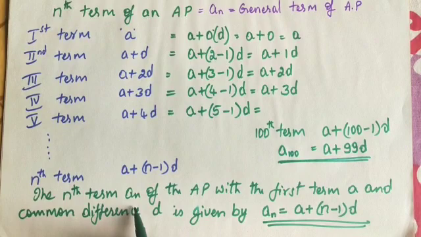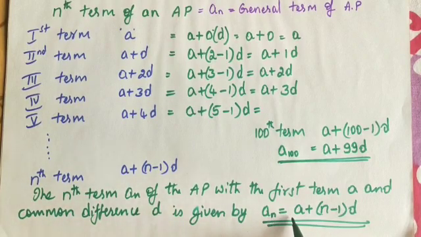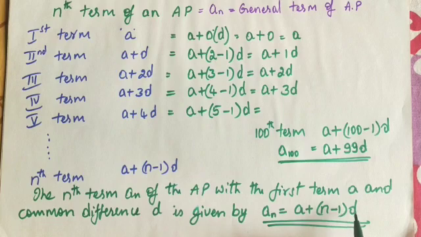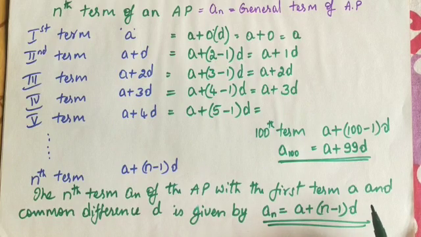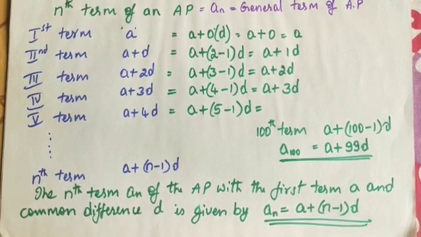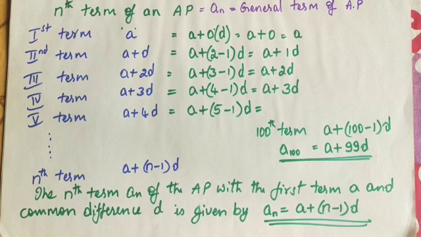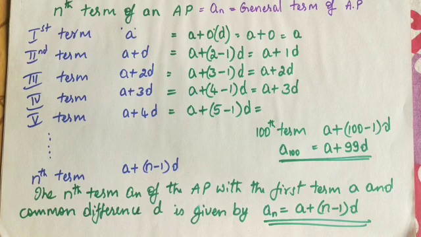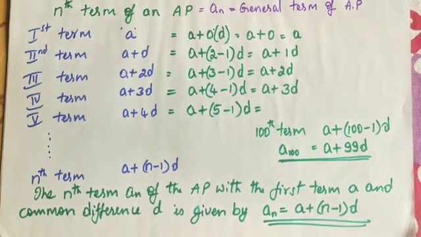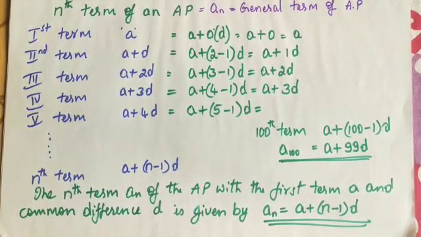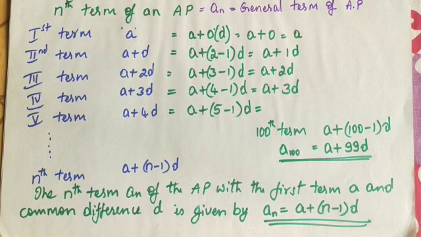The nth term an of the AP with the first term a and common difference d is given by an is equal to a plus n minus 1 into d. Sometimes an, the nth term, is also represented as the last term, and it is represented by the letter l. Now let us try to solve a few problems on the nth term of an AP, that is the general term of AP.